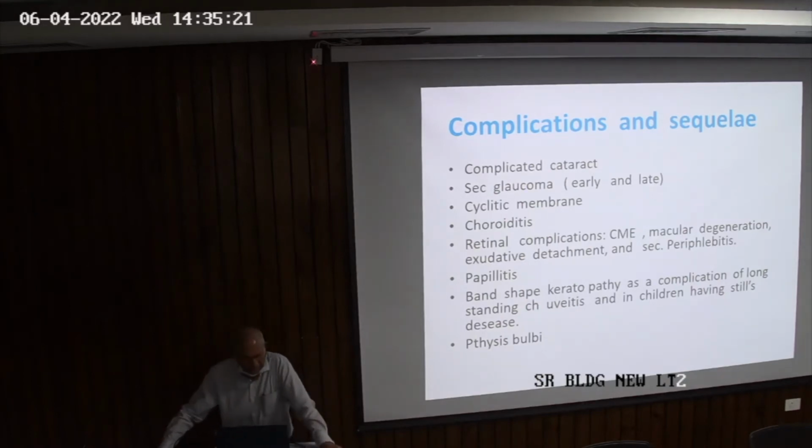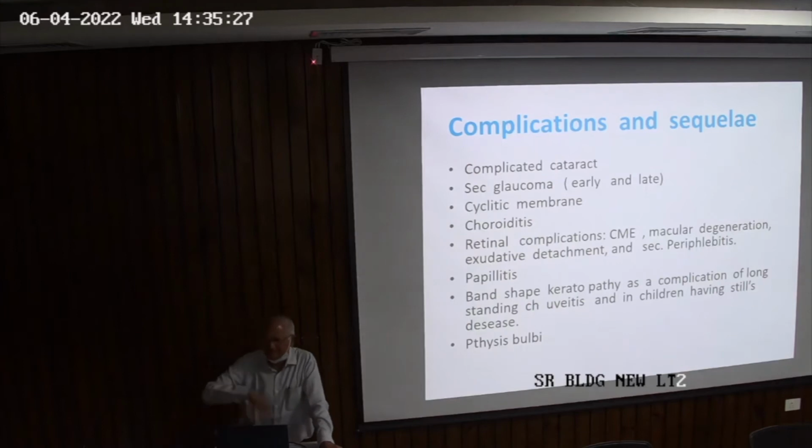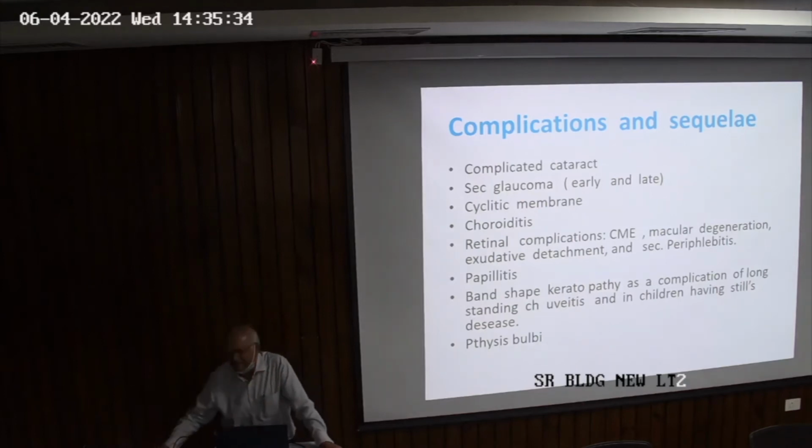Then comes the cyclitic membrane. What is the cyclitic membrane? Because of the deposition from all the inflammation, a membrane-like structure is formed posteriorly in the ciliary body. That is called the cyclitic membrane or plastic membrane. Plastic iridocyclitis, that name is given. It is on the posterior side of the ciliary body. That is also a complication before the part behind it.